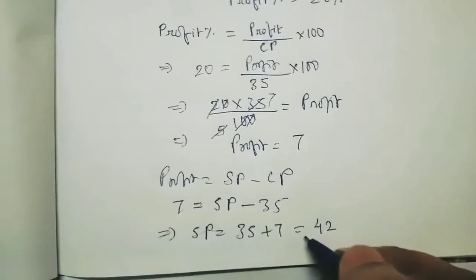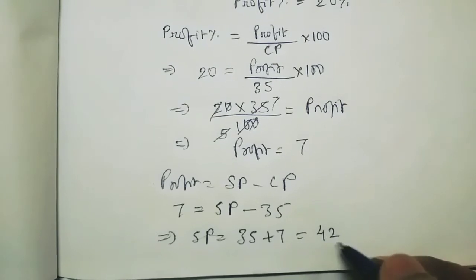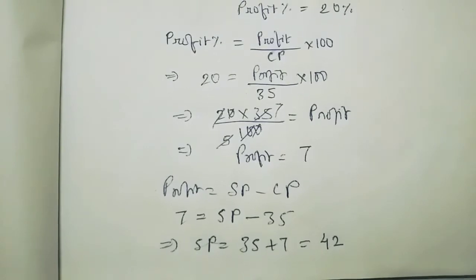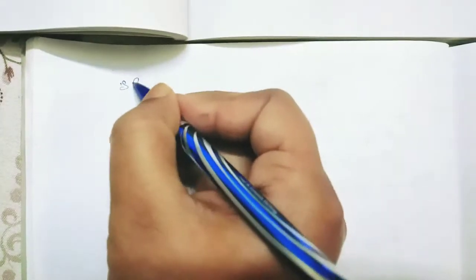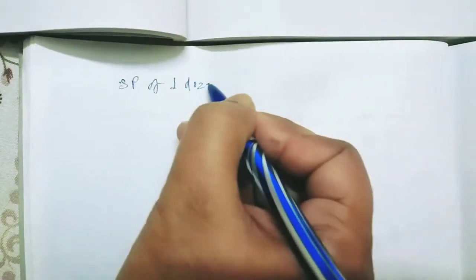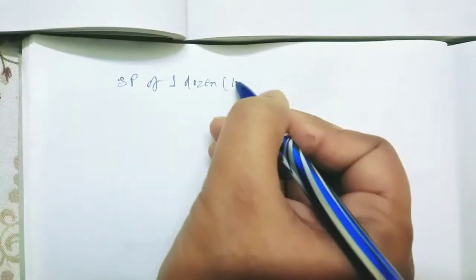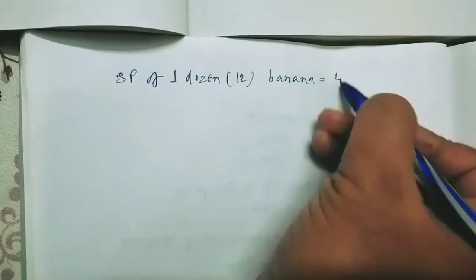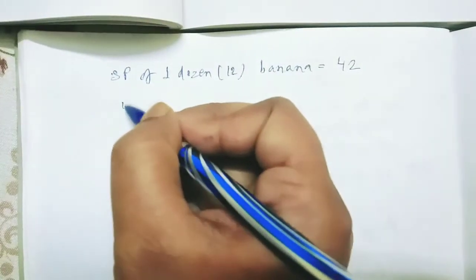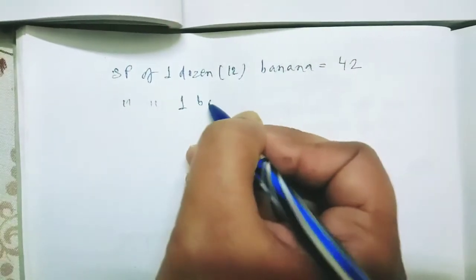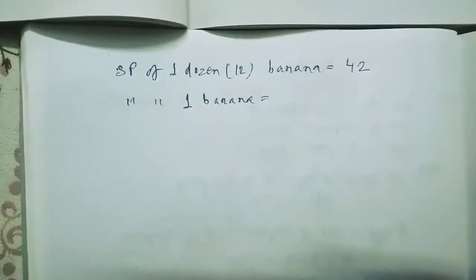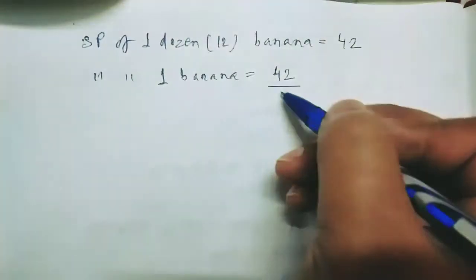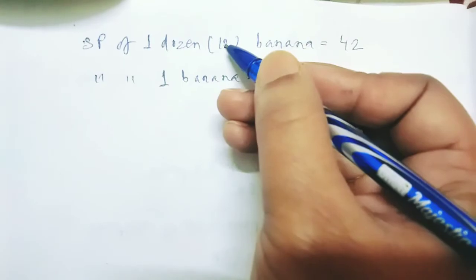So this SP is the selling price of 1 dozen of banana. Now I have to find out the SP of one banana. Okay. So SP of 1 dozen of banana. 1 dozen means 12. Okay. 12 bananas equal to how much we got? 42 rupees. So SP of one banana you want. Okay. It will be what? It will be 42 divided by 12, because in 1 dozen there are 12 bananas.